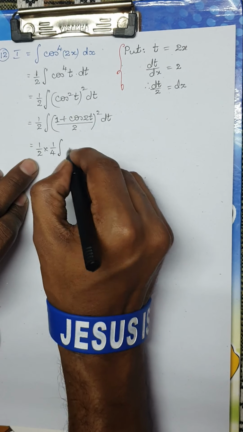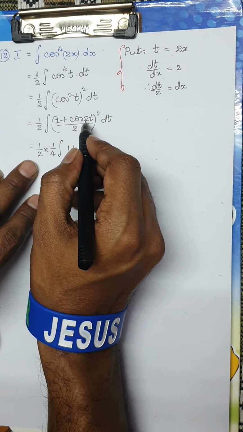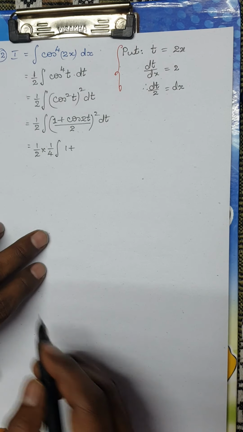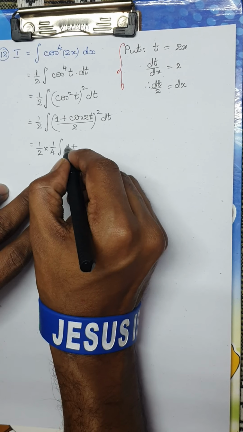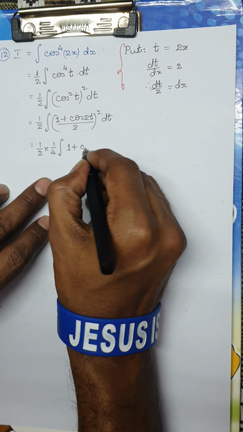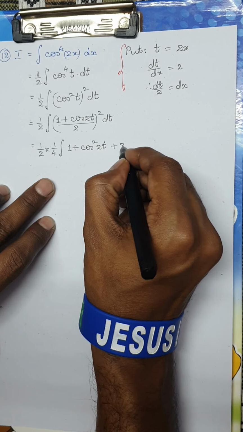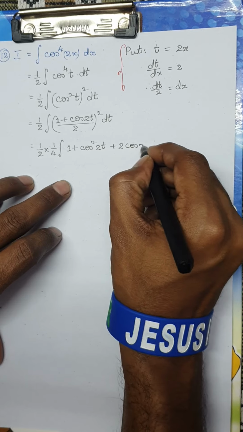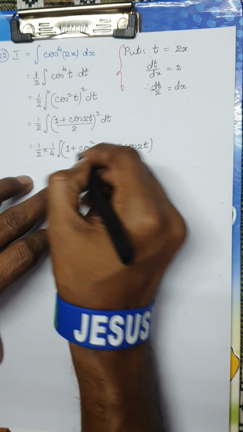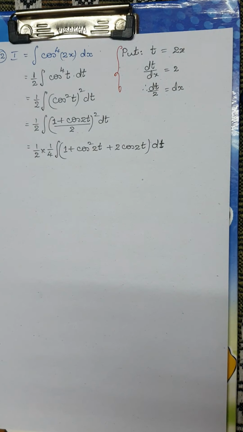So this is the integral of 1 plus cos 2t, whole square. Now let me directly use (a plus b) whole square, because we have more steps here. So (a plus b) whole square can be written as a square plus b square, that is cos square 2t, plus 2ab. So 2 into 1 is 2, as it is, cos 2t. This is integrated with respect to t, remember, you follow it throughout.